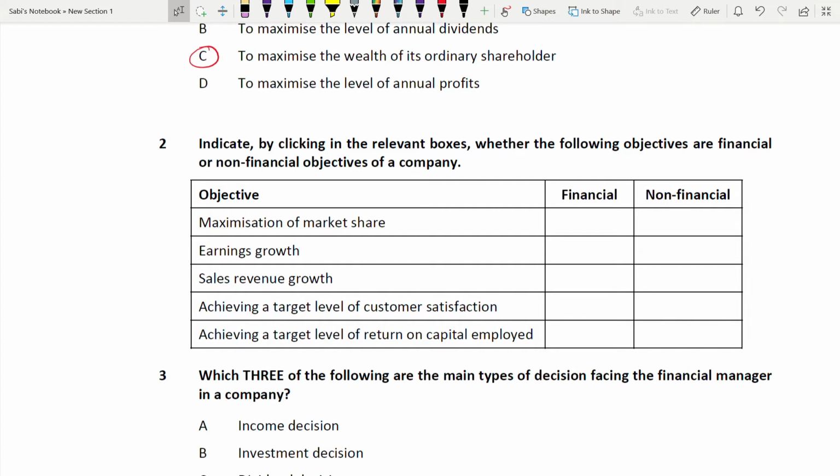it's not in itself a financial measure. So it's non-financial. Tick mark. Earnings growth. Earnings definitely is financial.